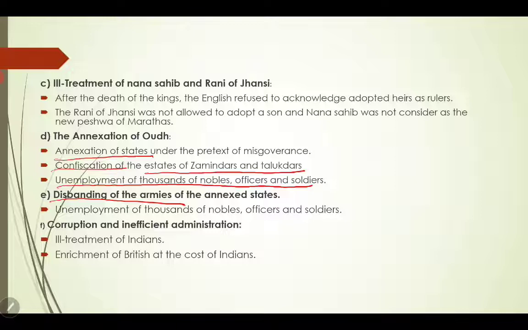And corruption and insufficient administration. The British administration in India was corrupt. The English had the feeling that they are very superior, far better than anybody else. So they started to treat Indians very badly. So in short, the policy of the British and their administration created political unrest, frustration, and alarmed the rulers and the people equally. And consequently, they led to the uprising of 1857.